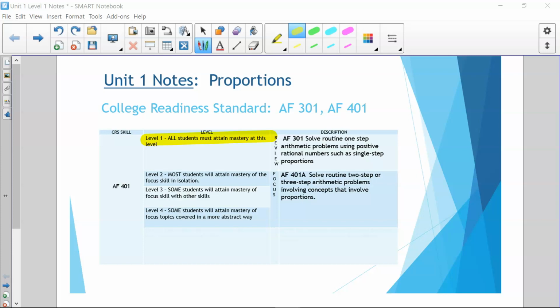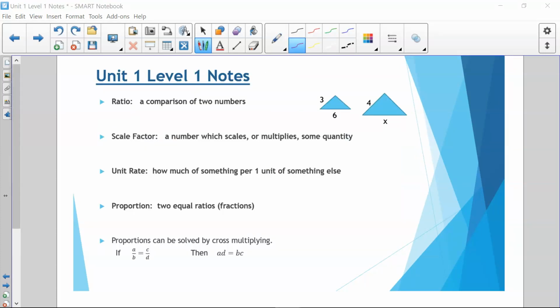Welcome to Unit 1, Level 1 video notes. We will be solving routine one-step arithmetic problems using positive rational numbers such as single-step proportions. Before we begin solving proportions, let's look at what a ratio is.